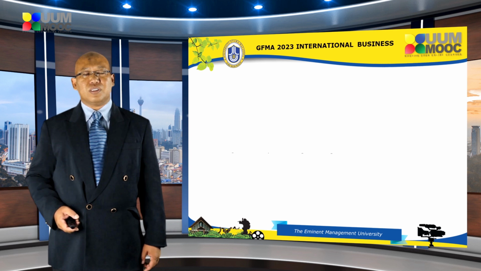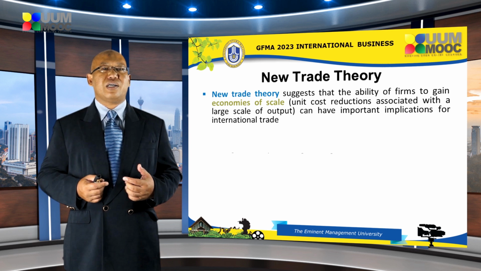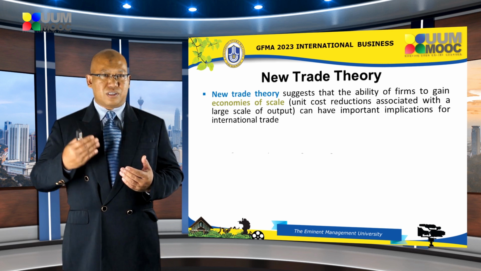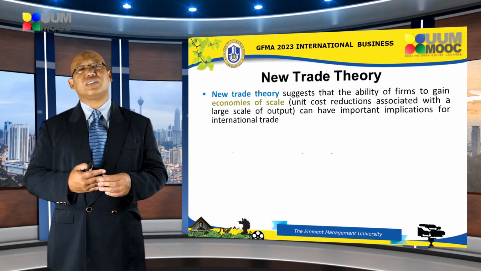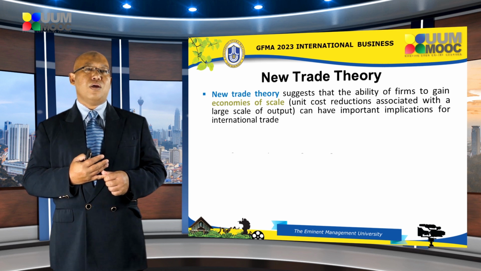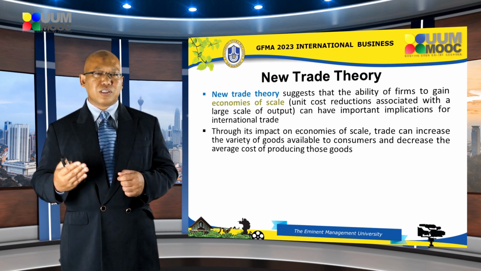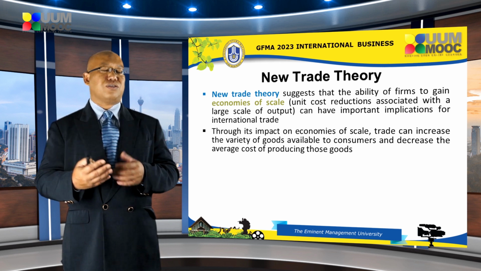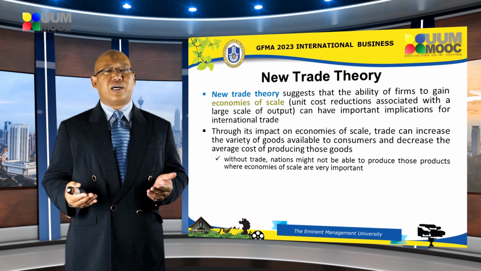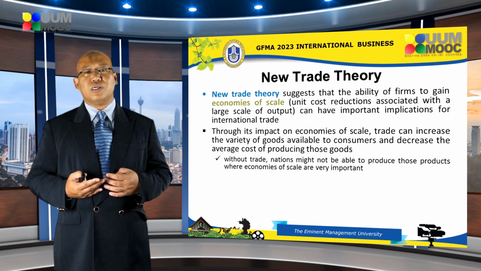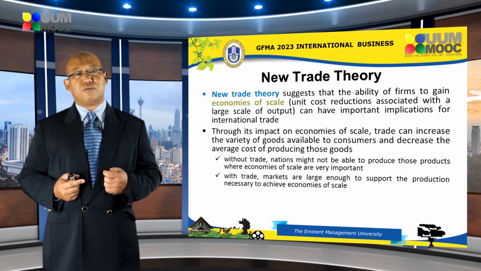Then I would like to bring you to the new trade theory. New trade theory suggests that the ability of firms to gain economies of scale, unit cost reduction associated with the large scale of output, can have an important implication for international trade. Through its impact on economies of scale, trade can increase the variety of goods available to consumers and decrease the cost of producing those goods. Without trade, nations might not be able to produce those products where economies of scale are very important. With trade, markets are large enough to support the production necessary to achieve economies of scale.